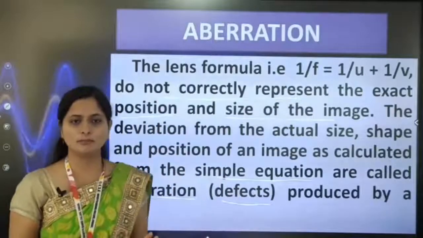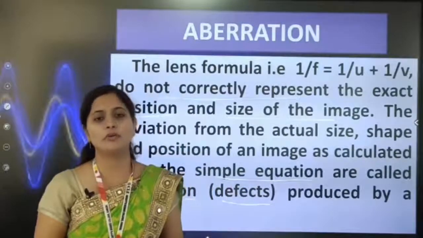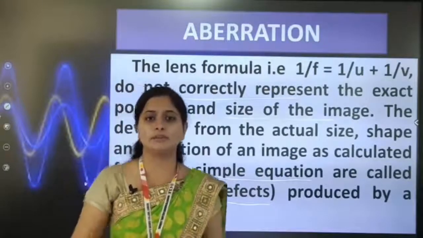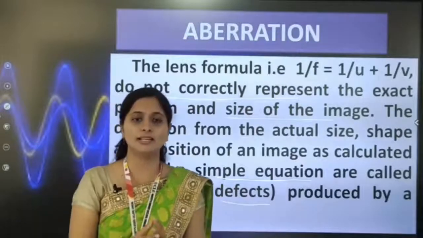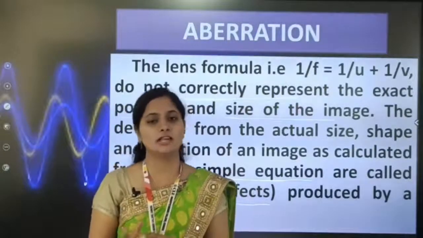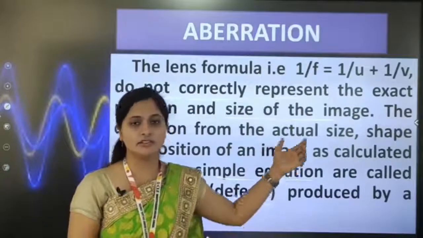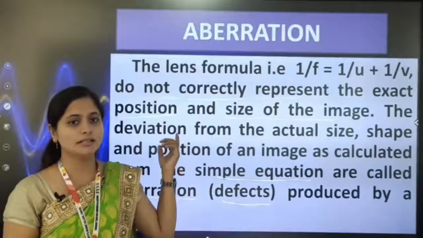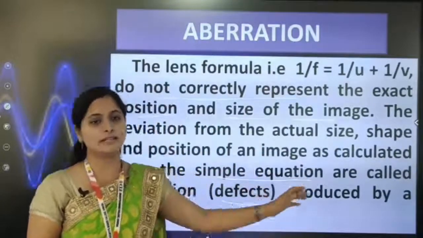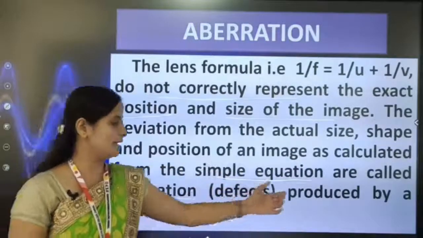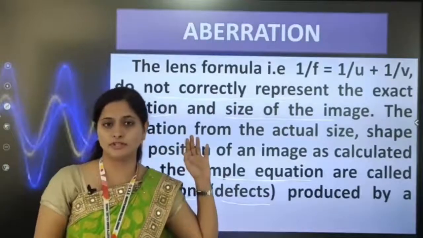We have to remember only some points. Here we are not taking the lens formula, because in that some defects are produced. That defect is nothing but aberration. By that defect we are not getting the exact position and size of the image of the lens. That's why the deviation of the size and shape is produced, which can be calculated by a simple formula. That is nothing but aberration, which can be produced by a lens. So this is the definition of aberration.